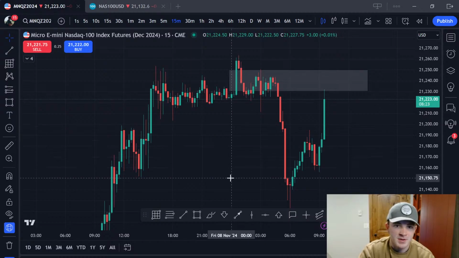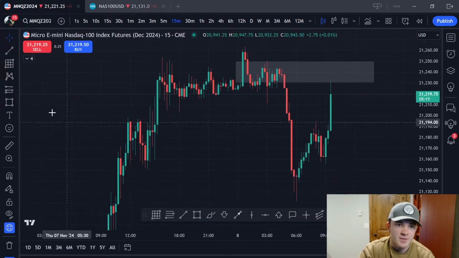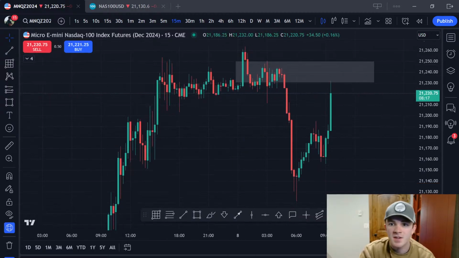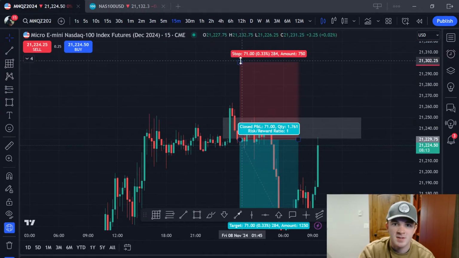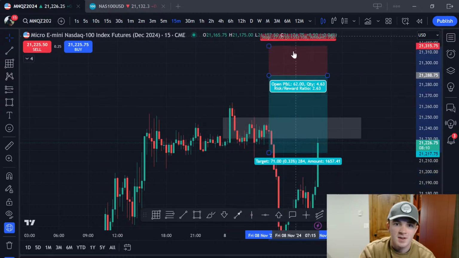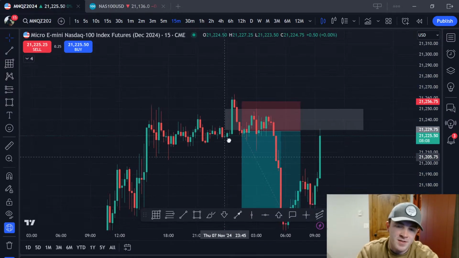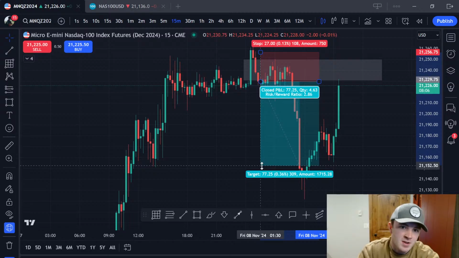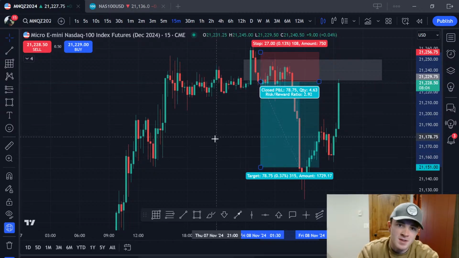And then we had equal lows right here. So if you're a 15-minute trader, let's say you took this stop loss above this, maybe you got a trade off of this if you're a 15-minute trader. Because what would that be? That'd be a 3 to 1.